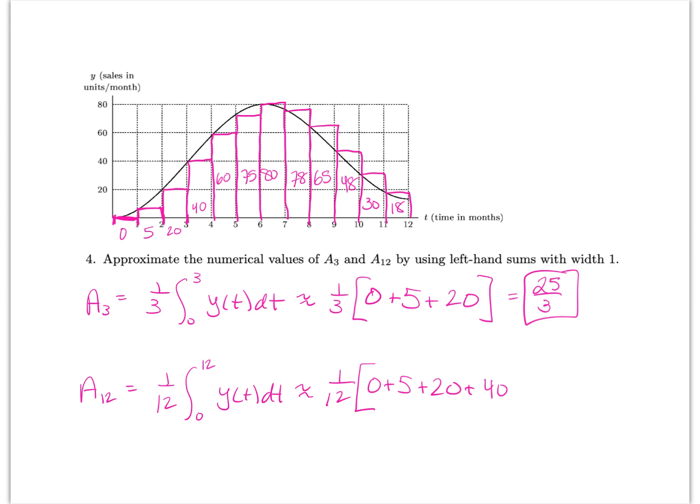Okay, so I have 0 plus 5 plus 20 plus 40 plus 60 plus 75 plus 80 plus 78 plus 65 plus 48 plus 30 plus 18. Okay, and that comes out to about 43.25.